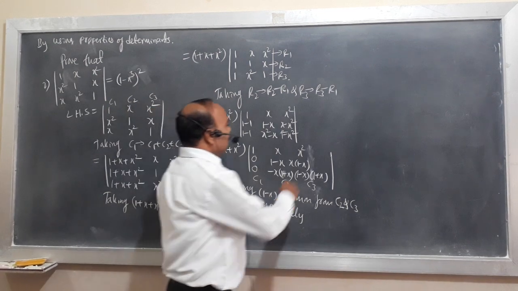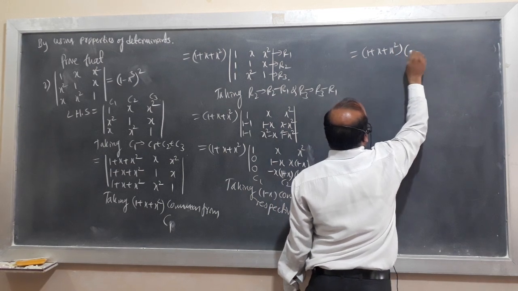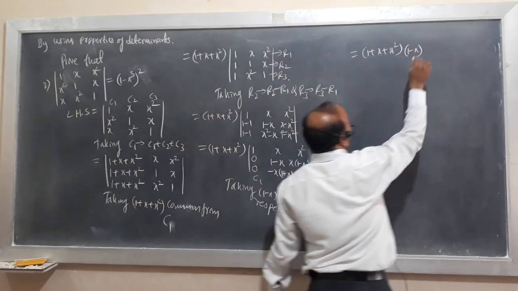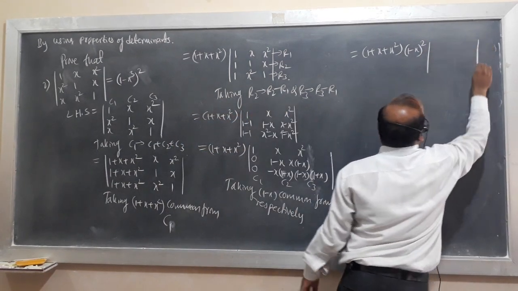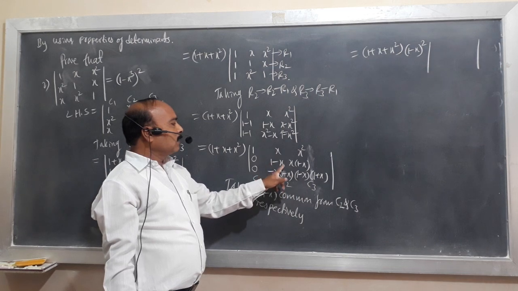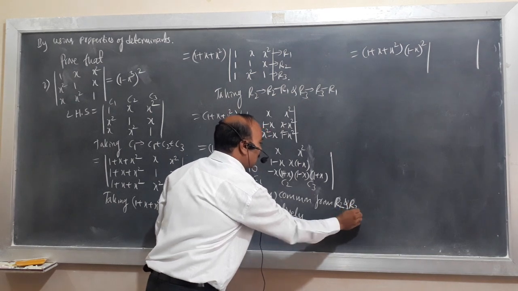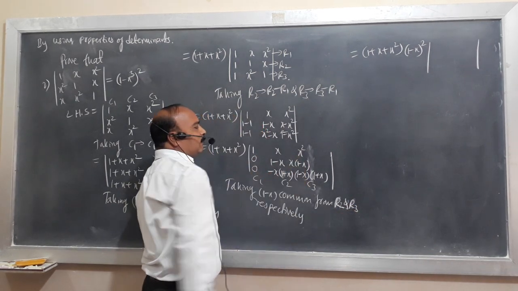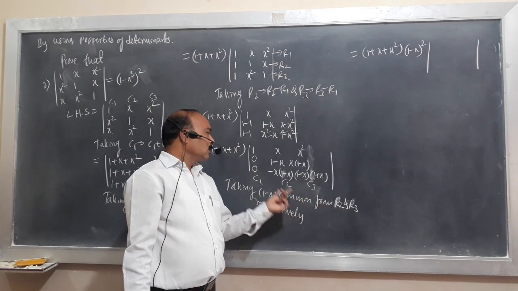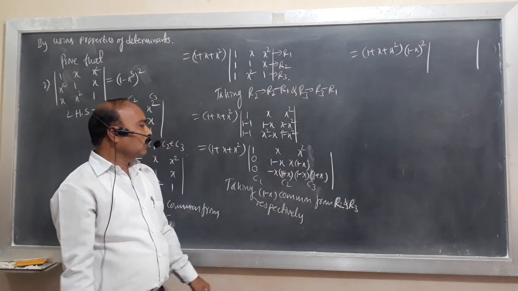Then we get here previous 1 plus x square as it is. Here 1 minus x, again 1 minus x, 2 times we are taking, it is 1 minus x whole square. Because from here we have taken 1 minus x, from here also we have taken 1 minus x, it is from R2, it is from R3. From R2 we have taken 1 minus x common, and from R3 also we have taken 1 minus x common, that is we are getting 1 minus x into 1 minus x, that is 1 minus x whole square.